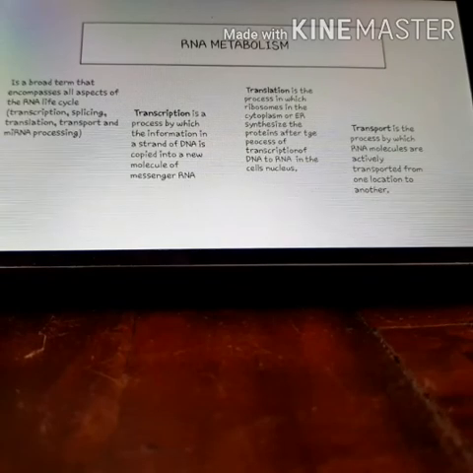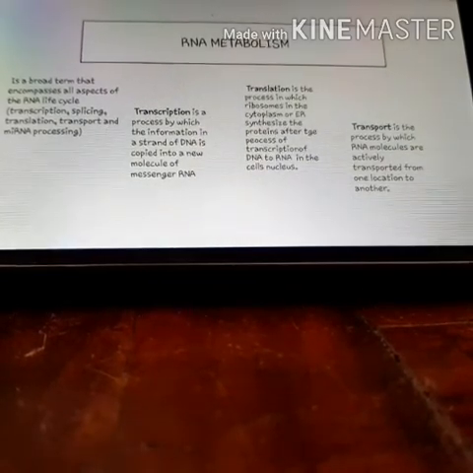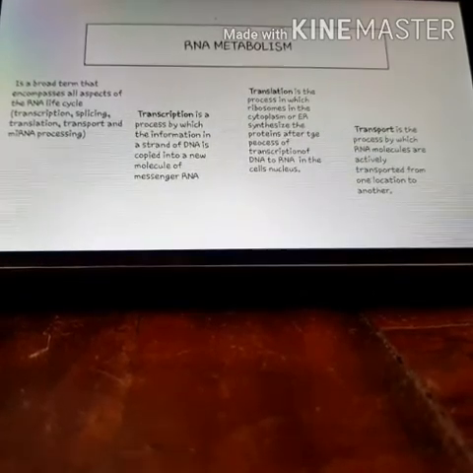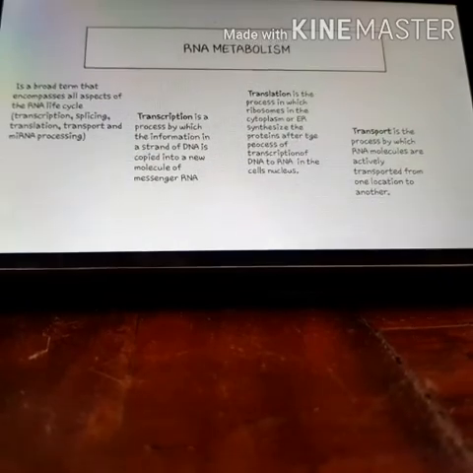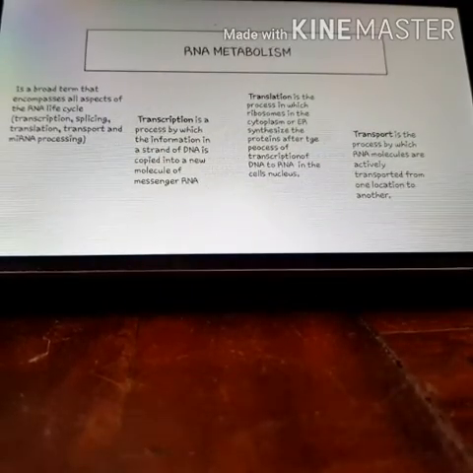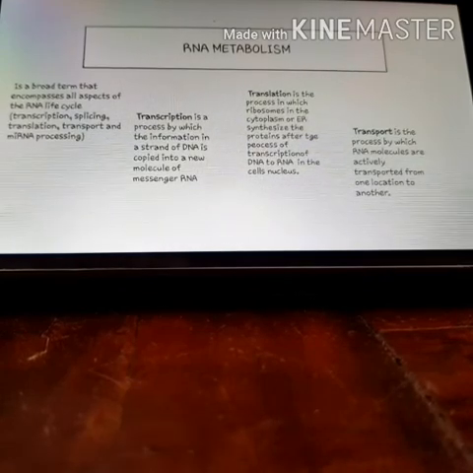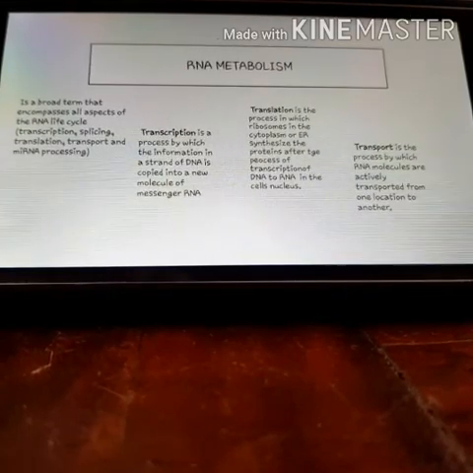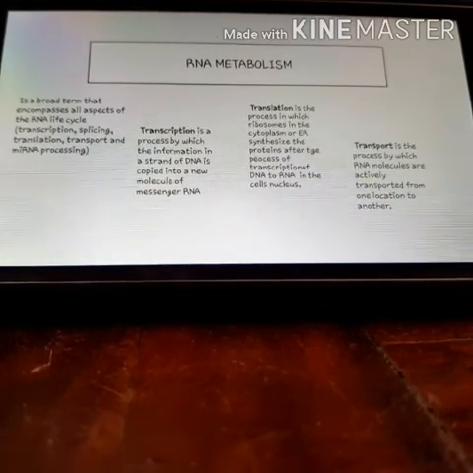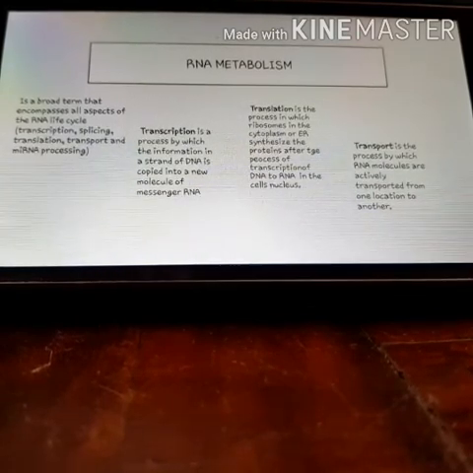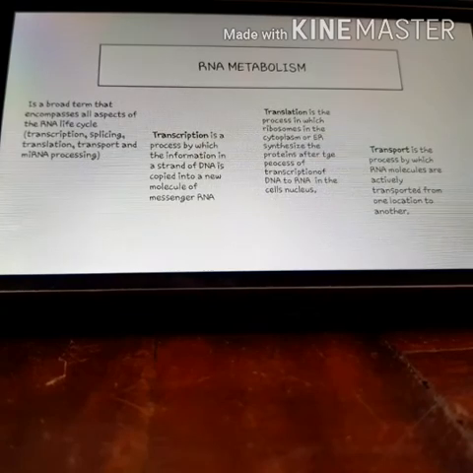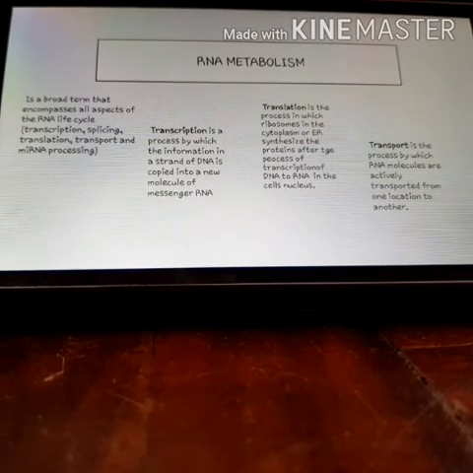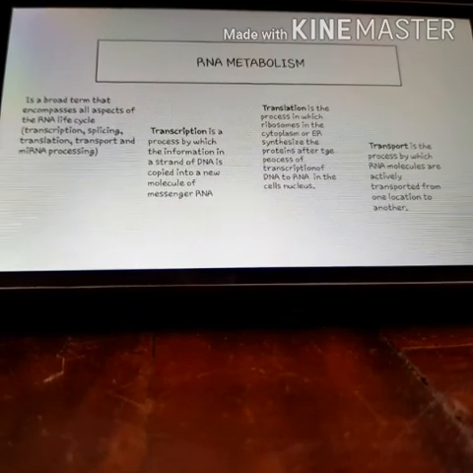So, under translation, we have three stages. First is the initiation, second, elongation, and third, termination. In other words, we can call them start, make longer, and stop. These terms describe the growth of the amino acid chain or the polypeptide. The polypeptide folds into an active protein and performs its function in the cell. So, the last cycle is transport, the process by which RNA molecules are actively transported from one location to another.